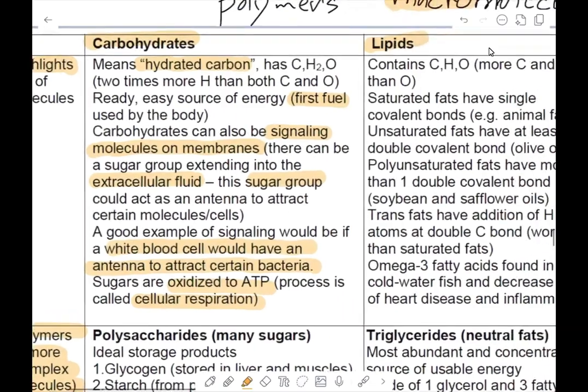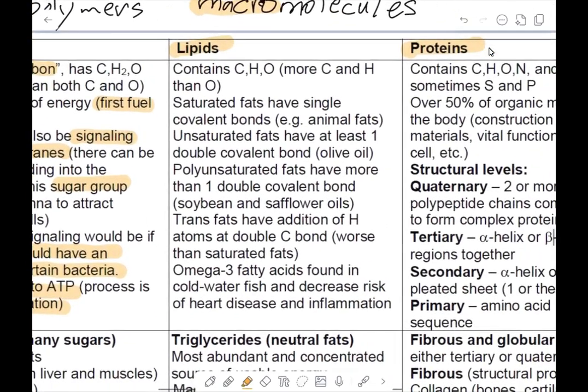The next major group, the major polymer, is lipids, and they tend to have a different ratio of carbon, hydrogen, and oxygen. There are ones which are called saturated fats, and most of you probably know those are not necessarily good for you. They have single covalent bonds, so they are saturated with as many hydrogens as possible. Whereas unsaturated fats have fewer hydrogens, therefore they have double covalent bonds. An example of this would be olive oil.